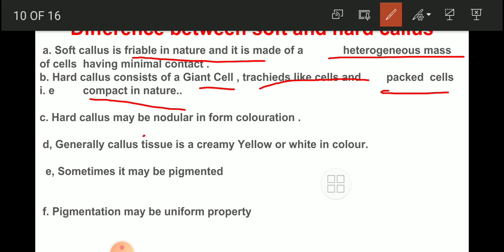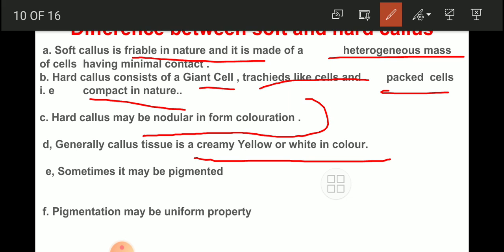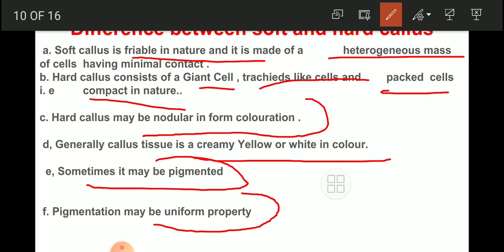Hard callus may be nodular in form, and coloration. Generally callus tissue is creamy yellow or white in color. Sometimes it may be pigmented. Pigmentation may be a uniform property of the callus. So these are some characteristics of hard and soft callus. Only two characters we have to keep in mind.